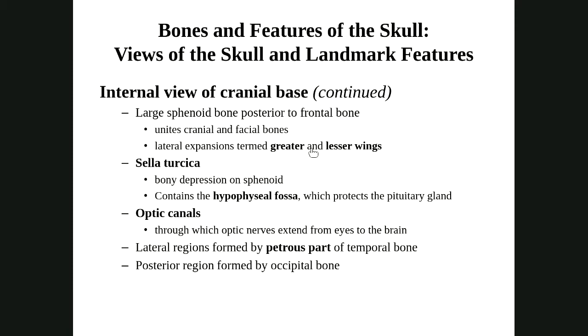A couple other structures that you can see, obviously, are the sphenoid bone. We've got our greater and lesser wings of the sphenoid. And then if you remember this structure here, the sella turcica, which means Turkish saddle. When we're looking at the sphenoid bone from the side, the Turkish saddle, the sella turcica, looks like this. And that's where your pituitary gland sits. Sits right in there.